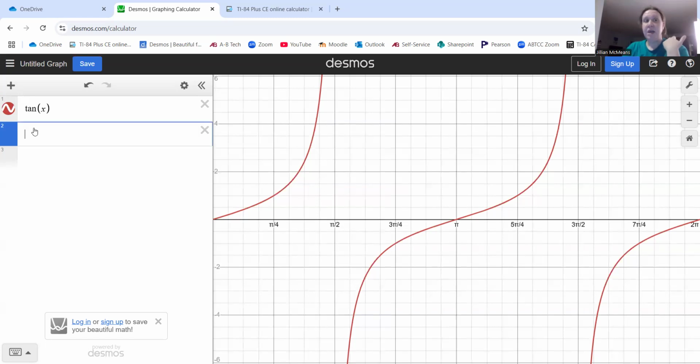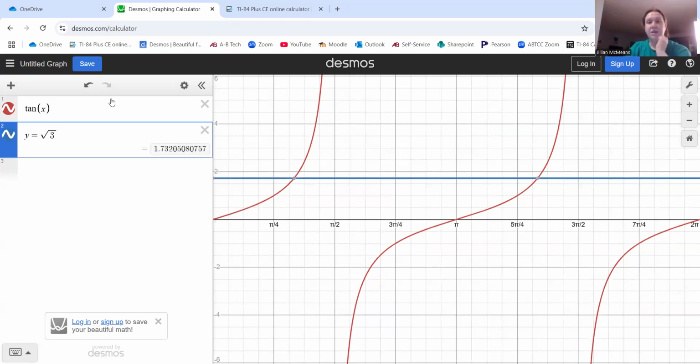But essentially, if I want to see when tangent is equal to root 3, I can just graph y equals square root 3. And then we can see that we are going to get two values for tangent. We're going to get pi over 3 and 4 pi over 3. Now, this 1.7 blah, blah, blah, that is root 3 if you were to evaluate it on a calculator. So we're saying at pi over 3 and 4 pi over 3, we are going to get values equal to root 3. So let's go to our unit circle and just verify.